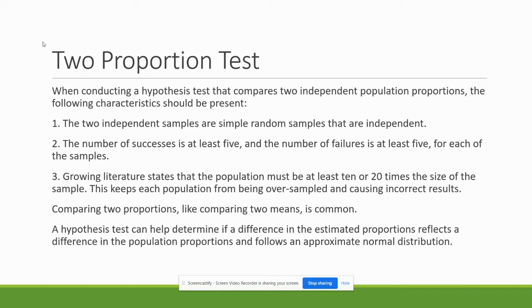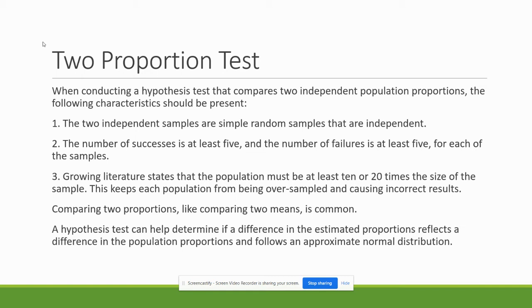A lot of growing literature states that the population must be 10 to 20 times the sample size. Don't worry about this. We're not going to have to worry about it in this class, but in the real world you would. So if you were looking at two different groups for your work and you pull those samples, make sure the actual population is 10 to 20 times larger than that sample.